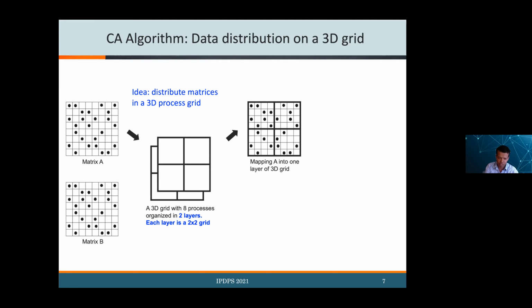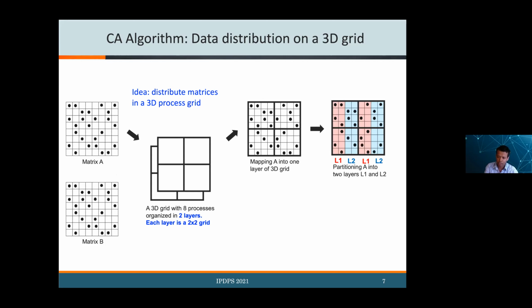For the first matrix, initially we consider only one layer and put this matrix onto this 2D process grid. This is our layout if we put that matrix in a 2D process grid. After we do that, we consider strips. For example, 2 columns, since we have 2 layers, so we divide every process in a particular layer into 2 parts. Here I'm coloring them using red and blue. Then the red part will go to layer 1, and the blue part will go to layer 2. Similarly for the other processes.